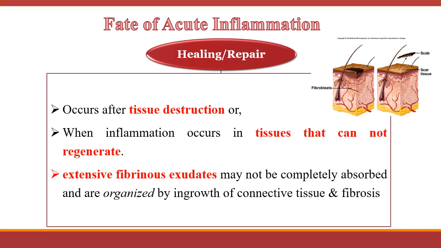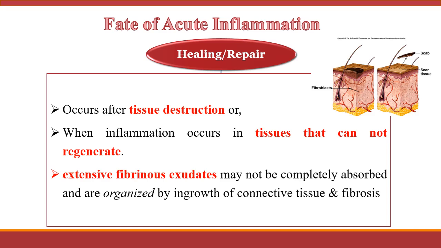Also, if the inflammation was formed by large amounts of fibrinous exudates, those large amounts of fibrinous exudates cannot be absorbed in all the cases. So sometimes they will have to be organized and they will have to be managed by the tissues by growing some connective tissue or fibrosis over them.